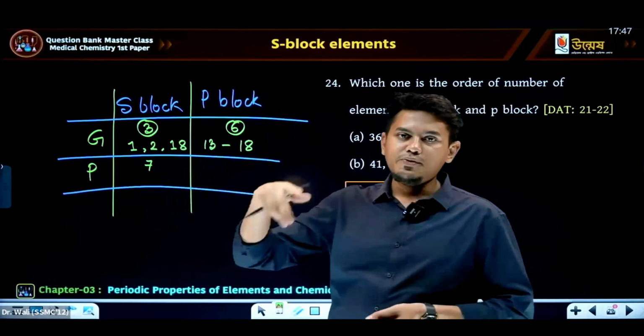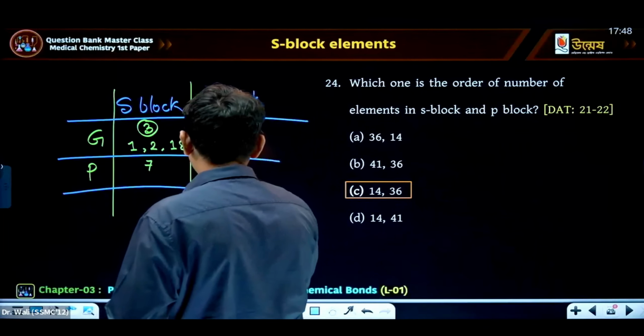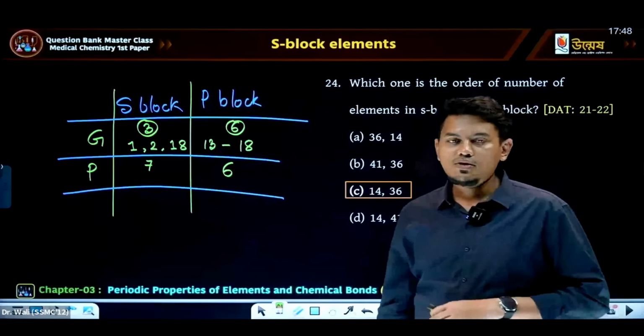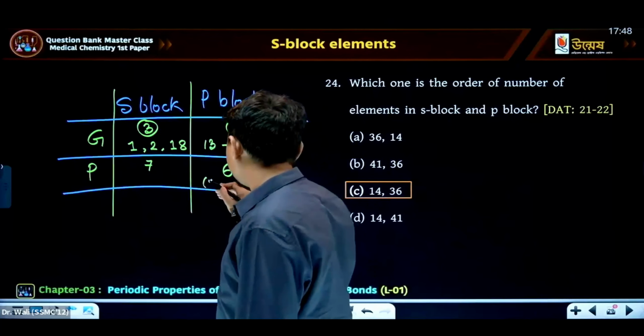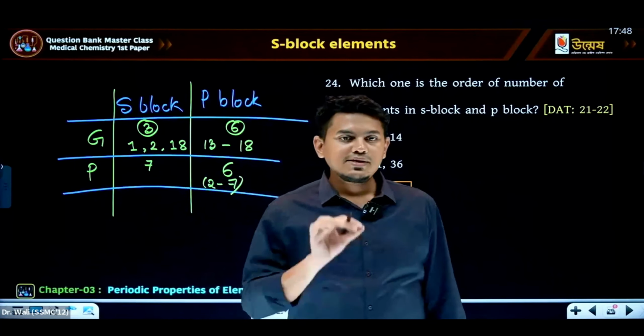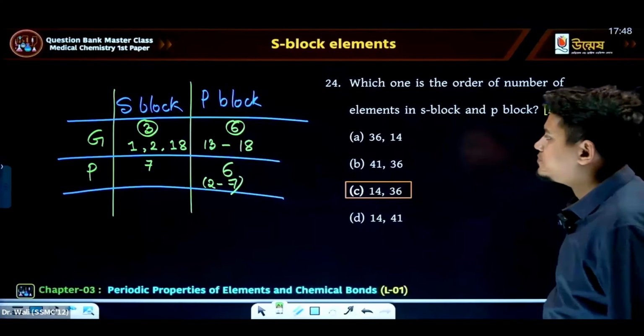So since there are 7 periods, if you multiply it by 2, you will get the answer, which is 14. And the P block is distributed within 6 periods. The first period does not possess any P block element. That's why we can say that from the second to the 7th period, these 6 periods possess P block elements. 6 periods, 6 groups, 6 into 6, the number will be 36.